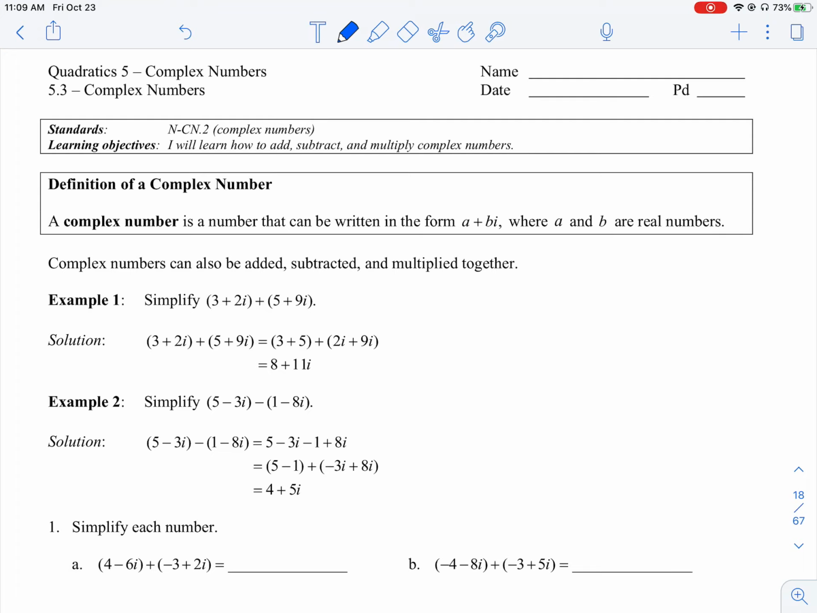Today we're going to be learning complex numbers. A complex number is a number that can be written in the form of a plus b times i, where a and b are real numbers. And of course, i is an imaginary unit. Complex numbers can also be added, subtracted, and multiplied together. So today we're going to be learning how to add, subtract, and multiply complex numbers.